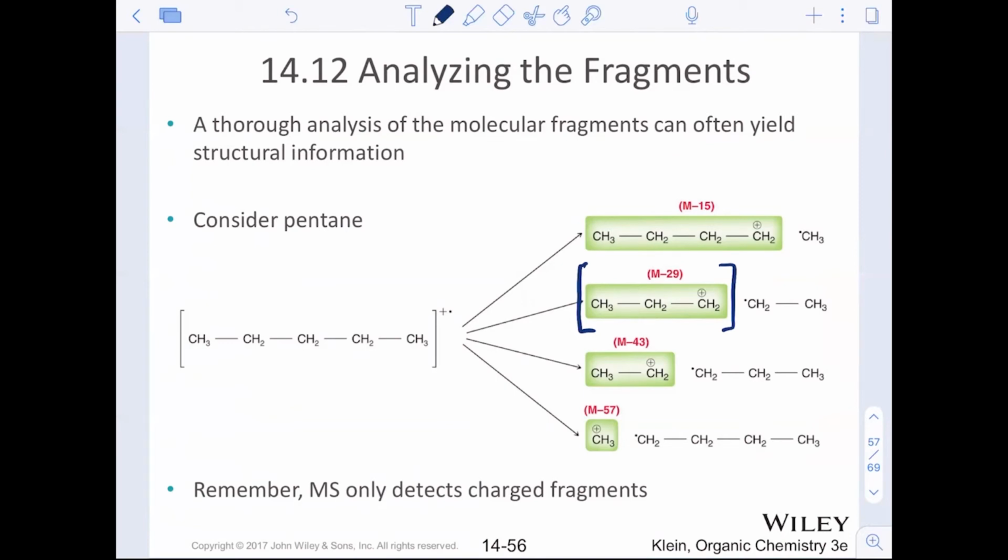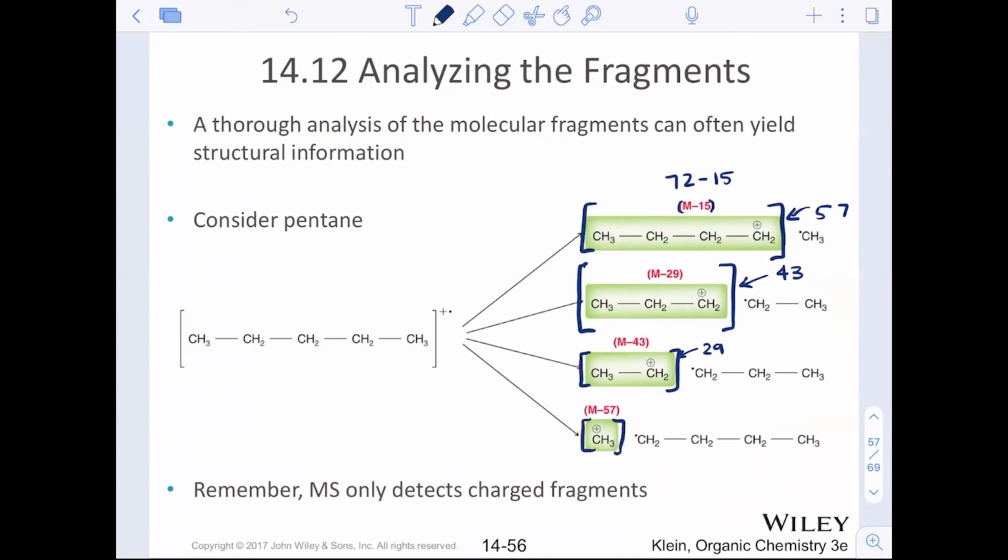But we still did see the parent ion minus 15, right? That's what this tells us. M minus 15, 72 minus 15. And what is that? 57, right? So there was a peak at 57, which was that fragment. There was a peak at 43, which was 72 minus 29. And then we did again see a peak at 29 and there at 15.